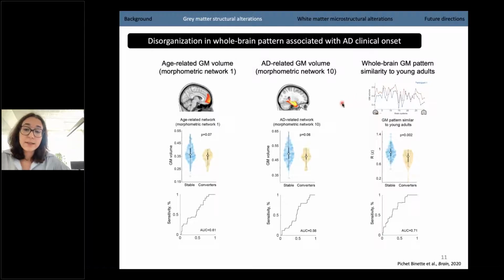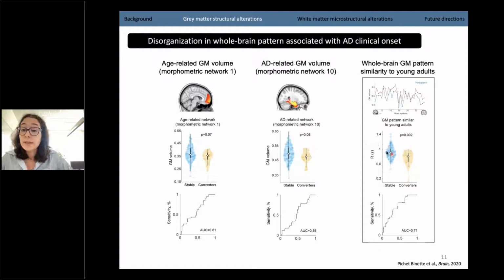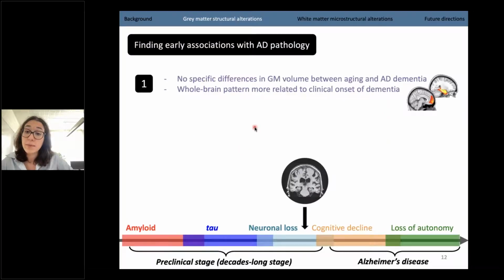But the key idea here is that this whole brain pattern measure was the best one to discriminate those who remain normal versus those who converted to the disease. And so just using gray matter volume features, it is very hard to identify early signs of Alzheimer's disease. And so that brings us to think of other MRI parameters that we could look at to try to identify early changes.